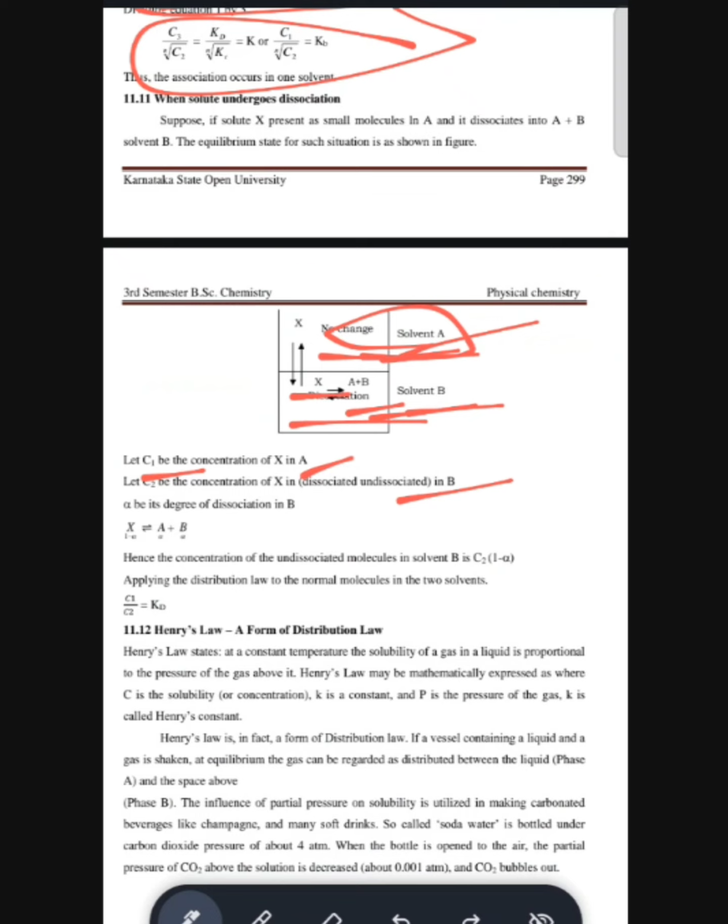Solvent B lists the concentration of X in the dissociation it undergoes. That is the B concentration present in the B solvent. So X is equal to A plus B, that is X equal to 1 minus alpha plus alpha. Here, we apply the distribution law to the normal molecules in two solvents. C1 by C2, where C1 is the concentration of solute A and C2 is the concentration of solute B.